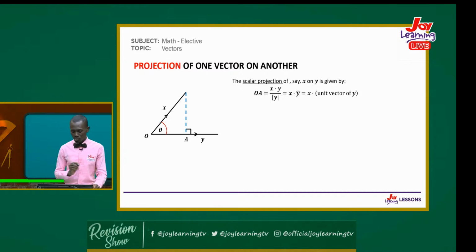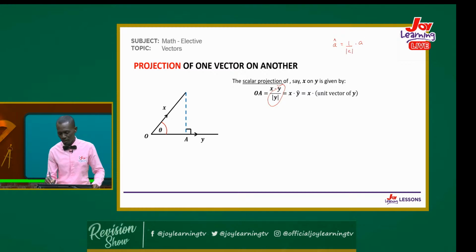Now, if you look carefully, you would notice that this side is the unit vector of y, because unit vector, we said earlier that a hat is 1 over the magnitude of a multiplied by a. That is the vector a. In other words, y hat is the same thing as y on the magnitude of y multiplied by the vector y. So that circled area in the formula is the same thing as y hat.